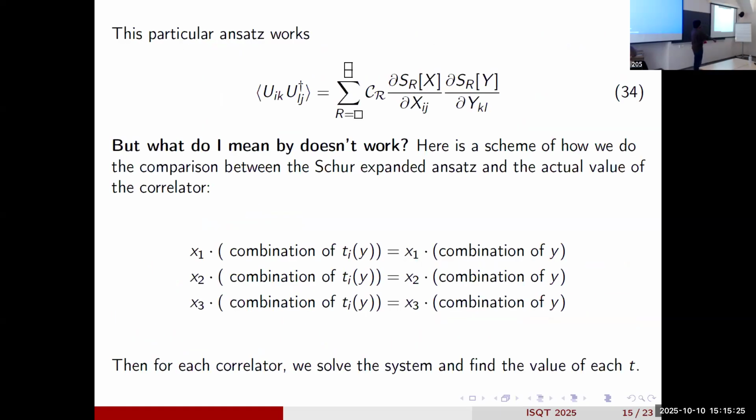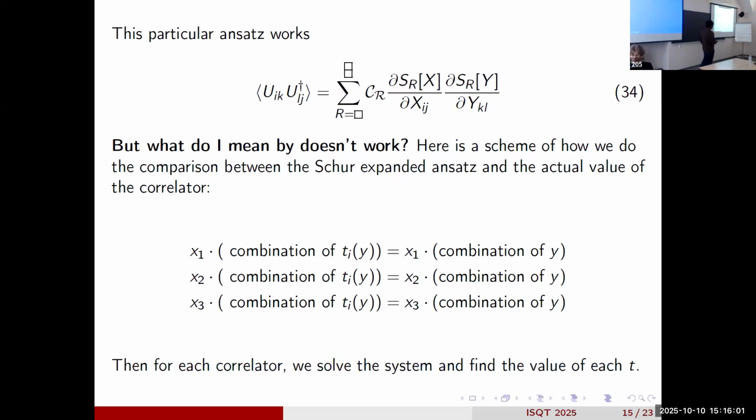So that's why we concluded that this particular approach can be concluded like this. Now, what do I mean by it doesn't work? What was the problem from our experiment in Optimal Mathematics? The problem was the following. On one side, you calculate the correlation function from the known formula. On the other side, you write the ansatz, and then it gives you this kind of combination. One side gives you the combination of Ti, and the other side is a combination of Y.